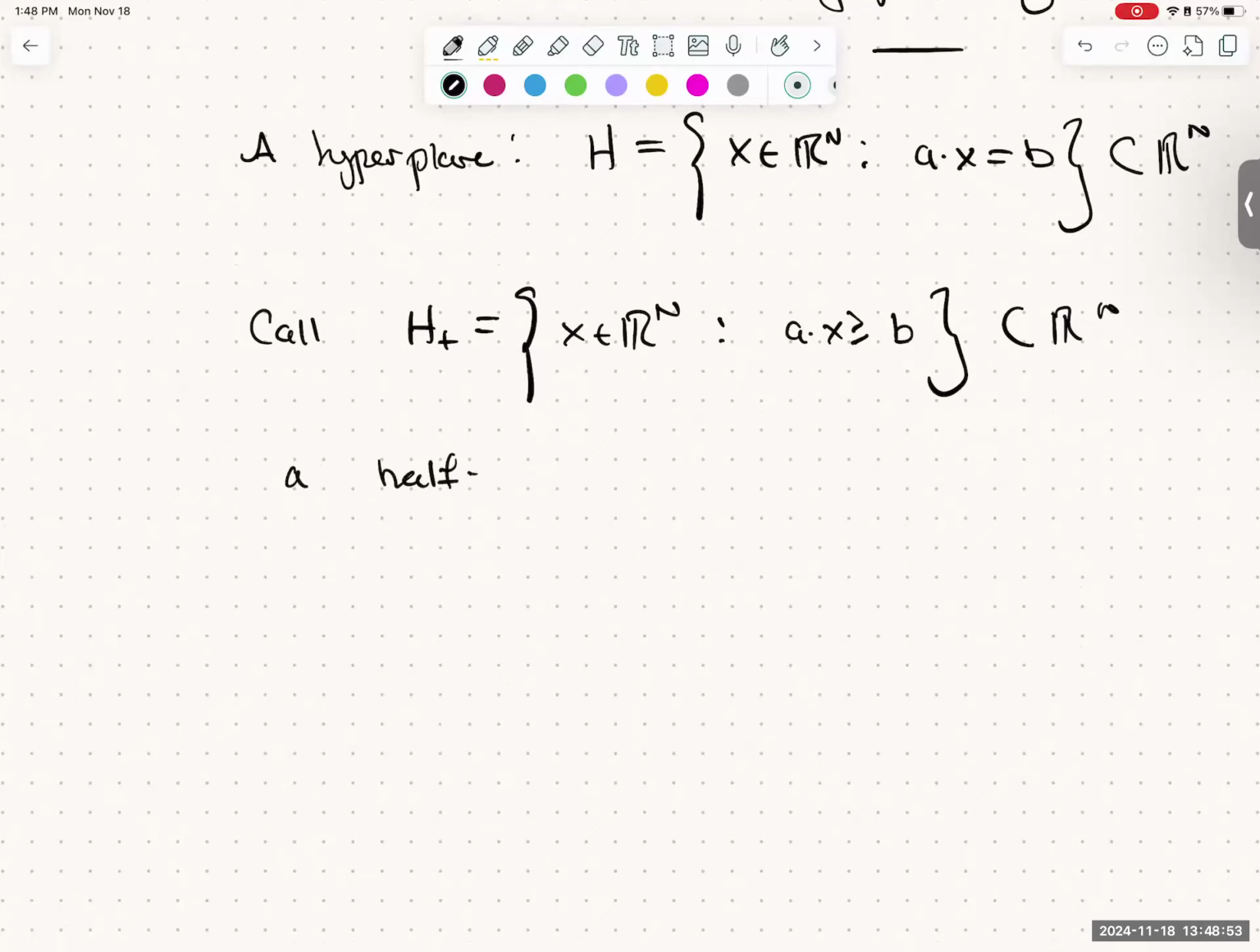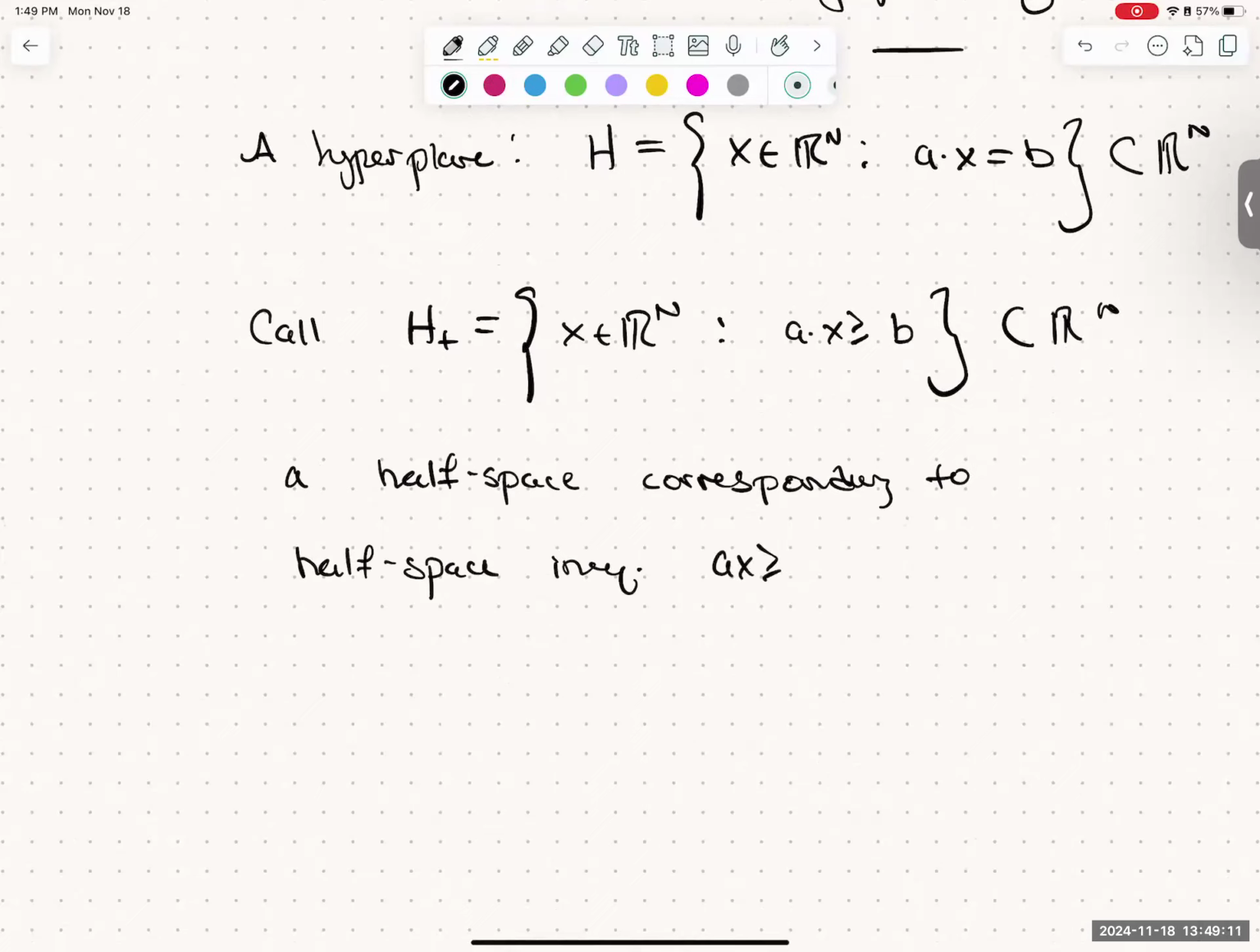A half space corresponding to half space inequality, or just inequality ax greater than or equal to b.